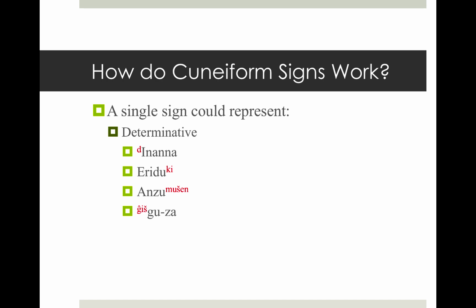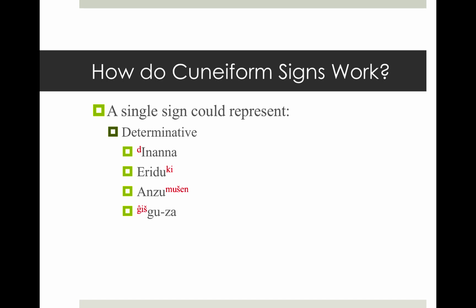nish means wood. And so if you put the wood sign before a word, oftentimes it means that noun, which here is guza, a guza is a chair or a throne. And what this is telling you is that this is a wooden object, a wooden chair or a wooden throne. So these are called determinatives, and they determine what class the word belongs to.